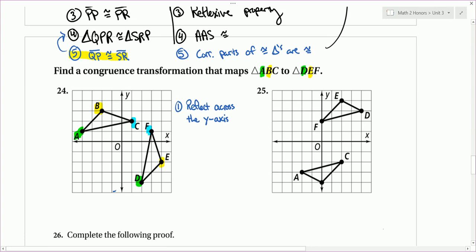So to do that, you pick a point. Let's say point C. Point C is 1 unit to the right of the y-axis, so we're going to move it 1 unit left of the y-axis. Point B is 2 to the left, so we're going to move it 2 to the right. Call this C prime, this is B prime. And then A is 1, 2, 3, 4 to the left, so we're going to move it 1, 2, 3, 4 to the right. And I'll call that A prime. Connect those.